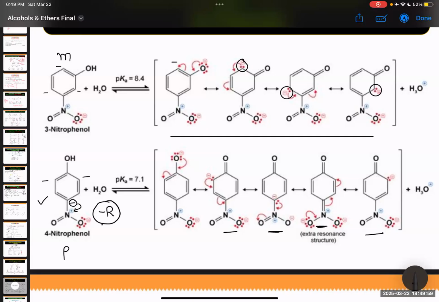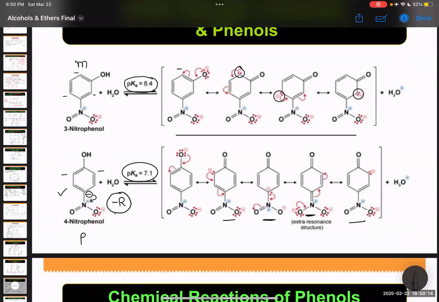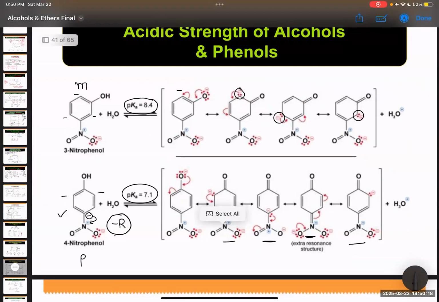If it is more acidic, pK is inversely proportional, so it will have lower pK, and that one is less acidic. That one will have higher pK value. So I hope this is clear to everyone. Okay. Acidic strength of phenol.